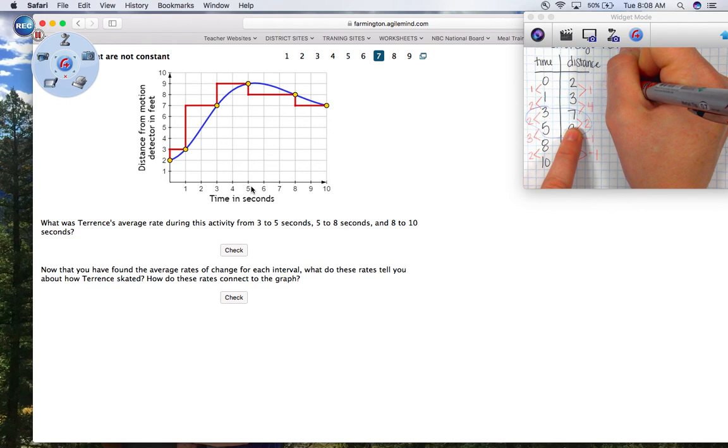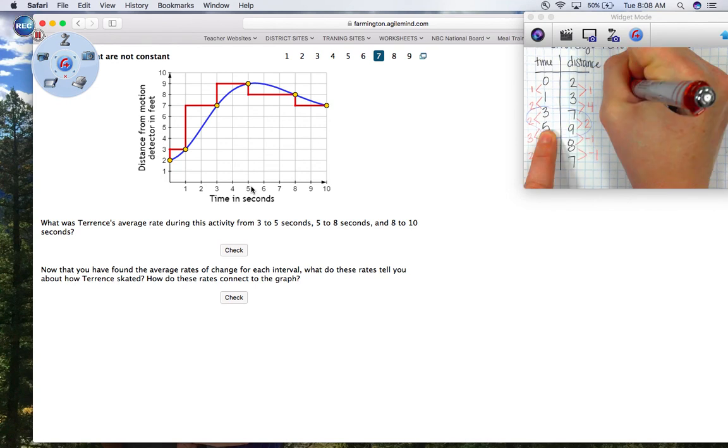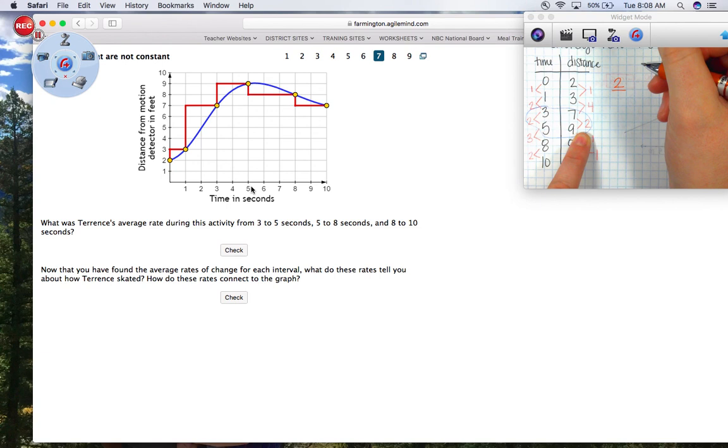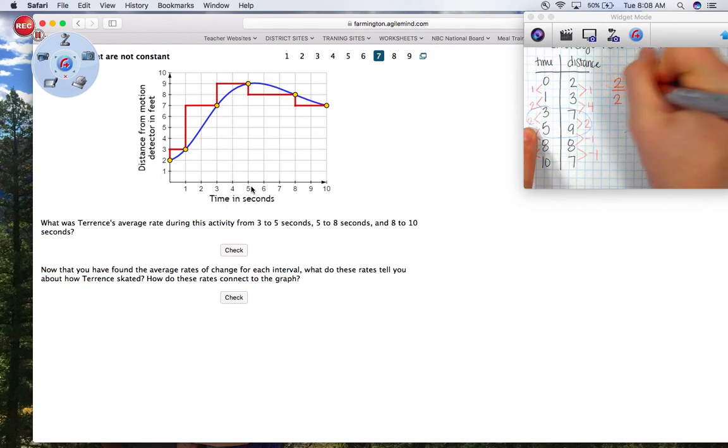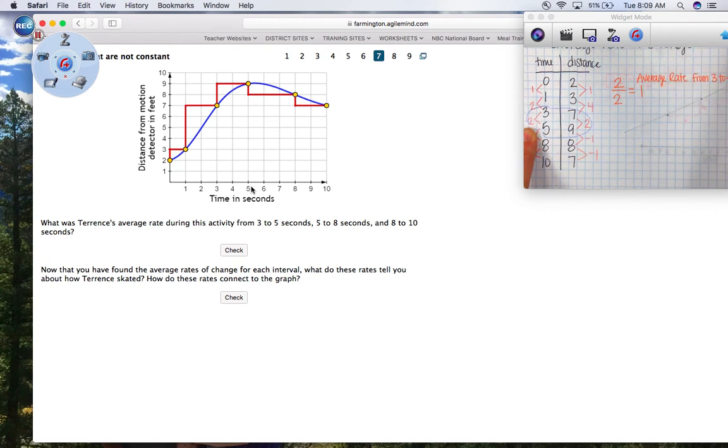So it changed 2, again, take the dependent and divide by the independent. So 2 divided by 2 is 1. So the average rate from 3 to 5 seconds is 1. And you can see that on the graph. From 3 to 5, it goes up 2 over 2. So it was an average rate of 1.